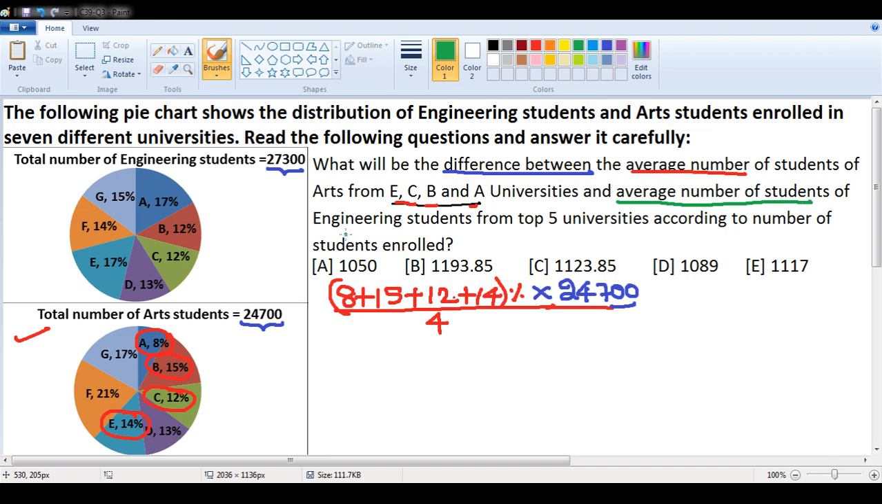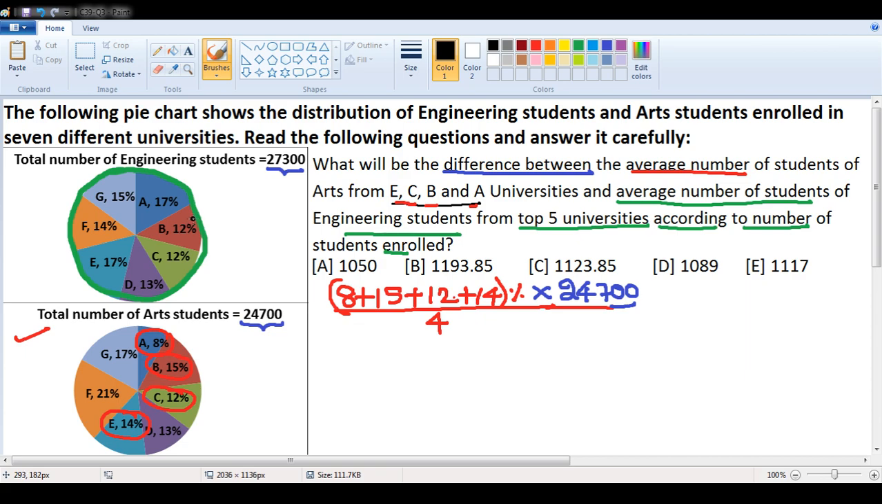Average number of engineering students from the top 5 universities. How will you define the top 5 universities? I will define according to the number of students enrolled. Which are the top 5 numbers out of these? Now again, this is something you need to think about. There are 7 universities. Instead of checking for the top 5, check for the bottom two and ignore them. The remaining five will be the top five.